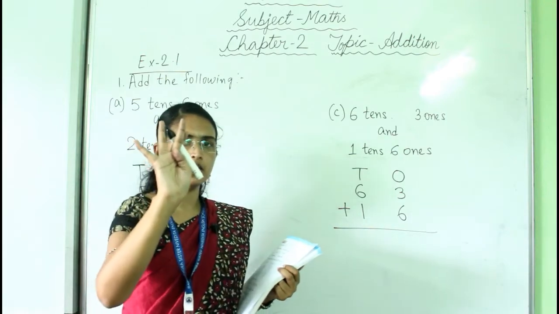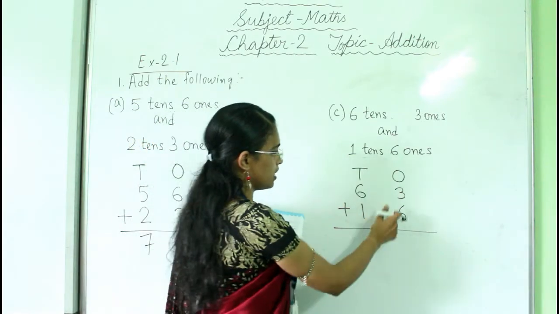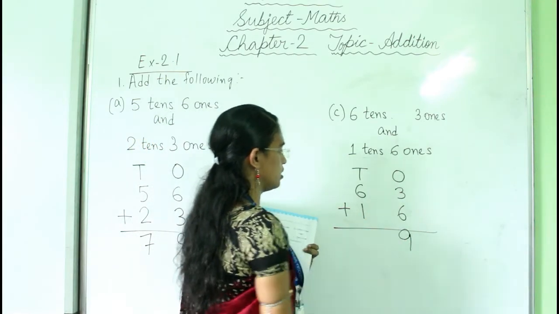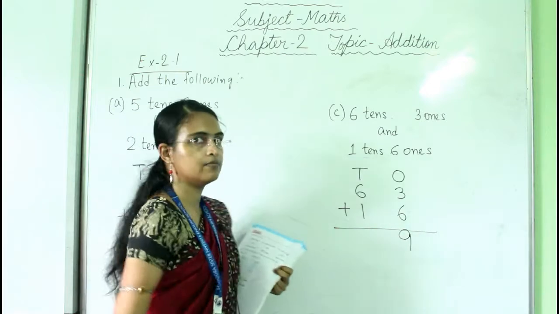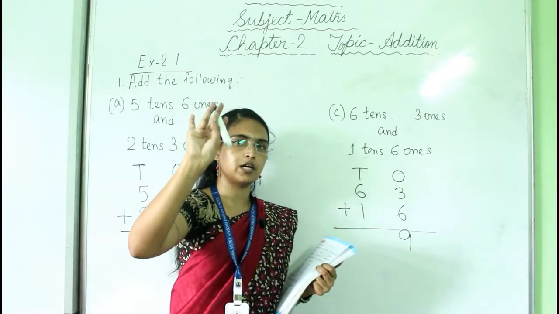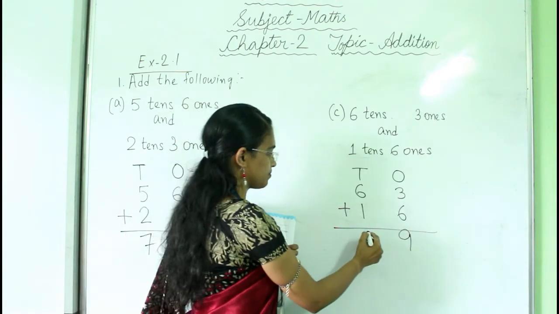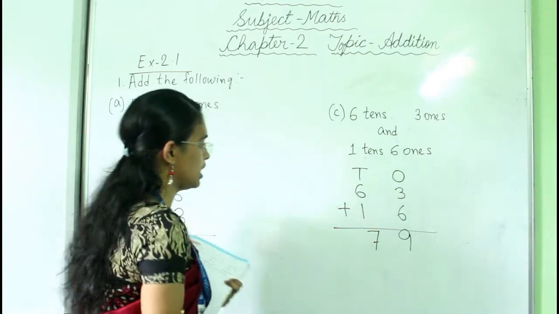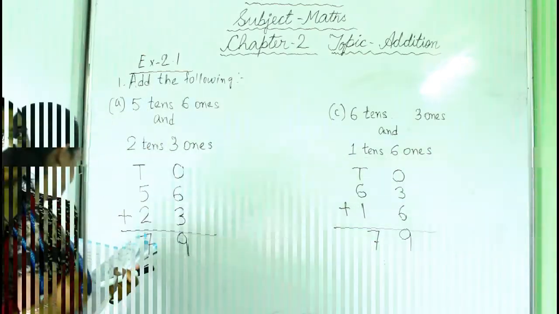So what will be the answer? 9. So 3 plus 6 equals 9. Then 6 plus 1, this is 6, 6 plus 1, 7. So the answer is 79.